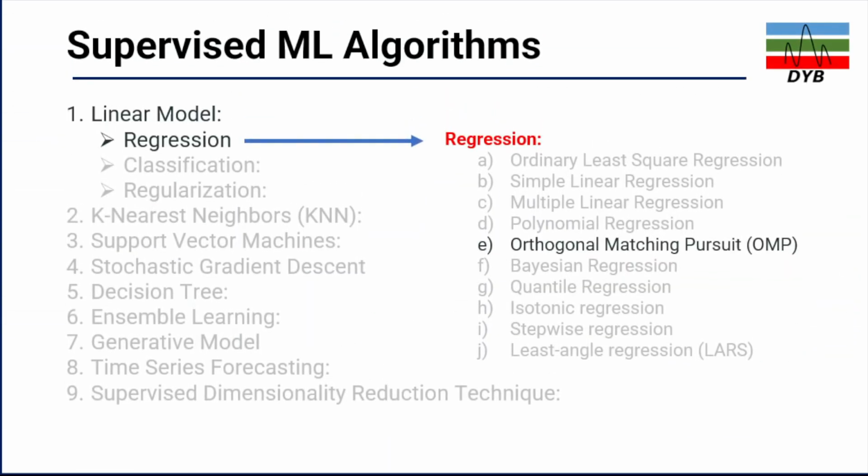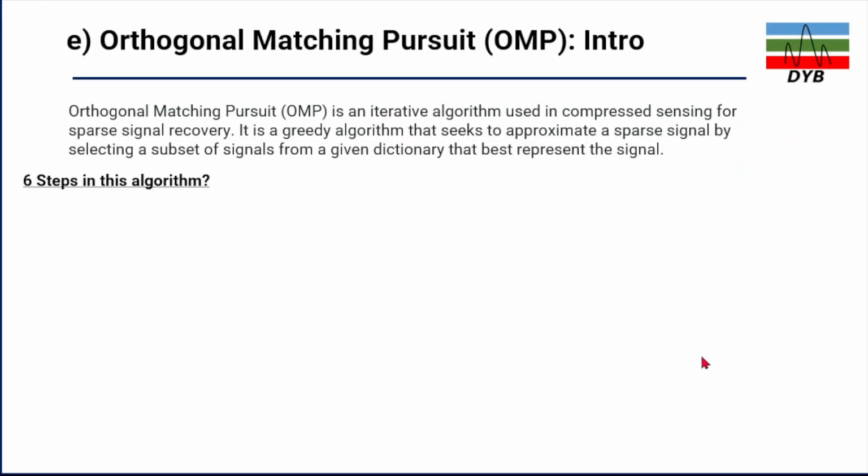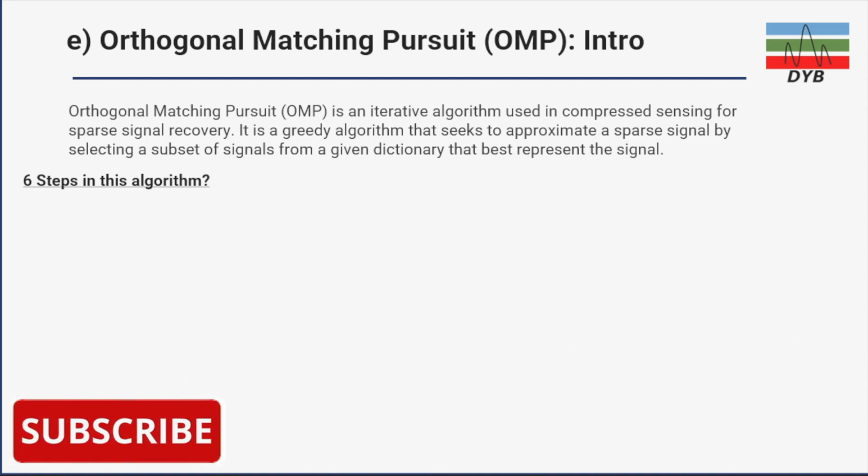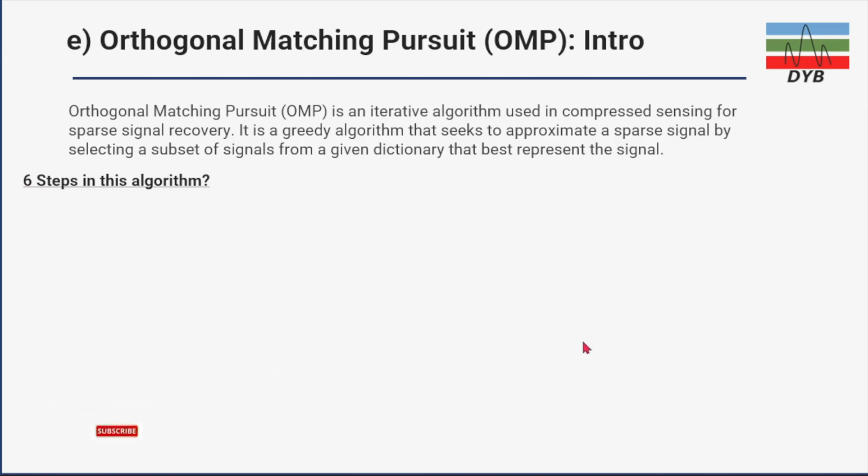Another type of regression, which is the fifth, is orthogonal matching pursuit. Orthogonal matching pursuit is an iterative algorithm used in compressed sensing for sparse signal recovery. It is a greedy algorithm that seeks to approximate a sparse signal by selecting a subset of the signal from a given dictionary that best represents the signal. Normally it is performed in different steps. We have explained the 6 steps of this algorithm.